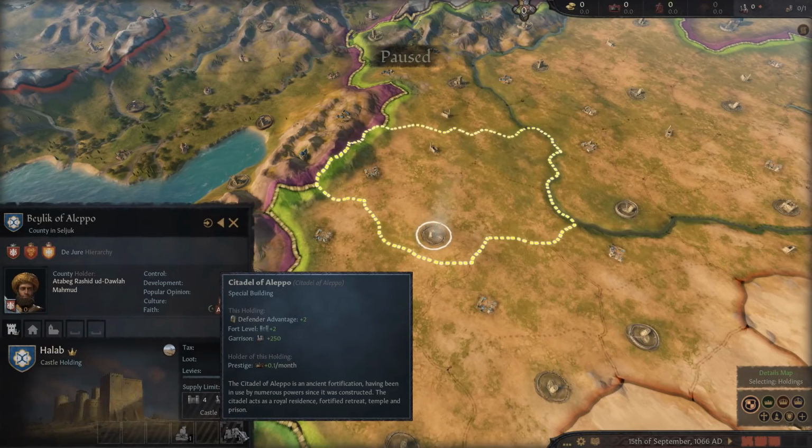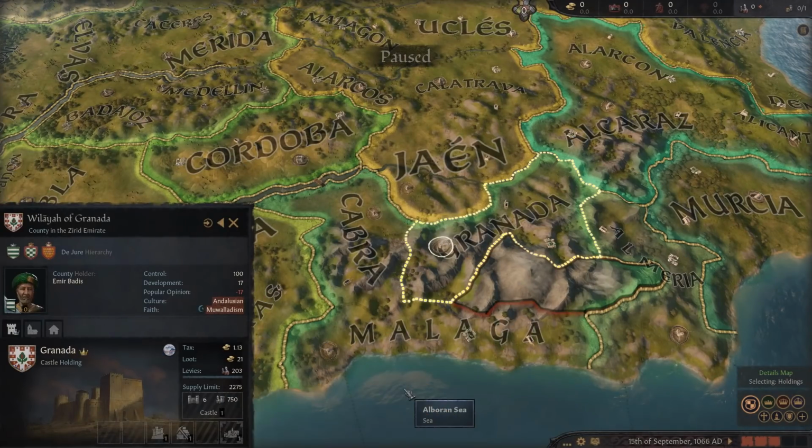Well, that all kind of bumps up. You get a +6 in fort level, +750 in garrison. Defender advantage goes to +6. Monthly development comes to 0.2 per month. Monthly prestige jumps up to 0.3 per month, and +2 prowess per level of devotion. So very, very important. And last but certainly not least, we are in Granada.